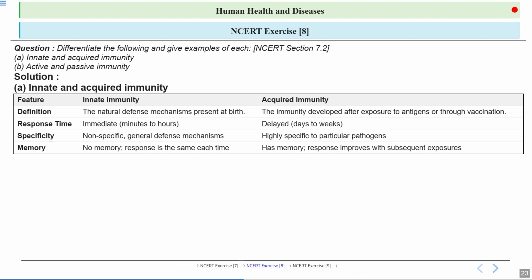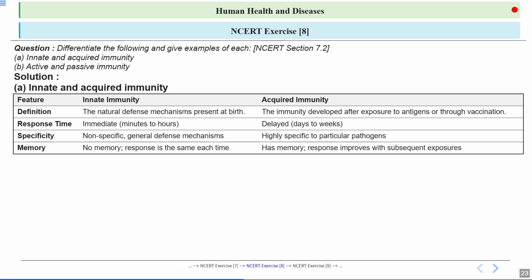Then the response time in innate immunity is immediate, minutes to hours. In the case of acquired immunity, you have a delayed response, because antibodies take time to develop. So the response is delayed, days to even weeks. Then specificity of innate immunity: this is non-specific, and general defense mechanisms are involved here, such as skin. Now acquired immunity is highly specific to particular pathogens.